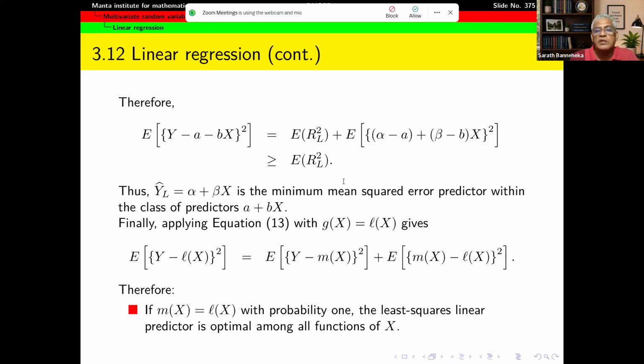This is the minimum squared error predictor within the class of predictors A plus Bx. So therefore, we have another optimality condition: within the predictors of the form A plus Bx, the least squares predictor gives you the minimum mean squared error among all those linear predictors.